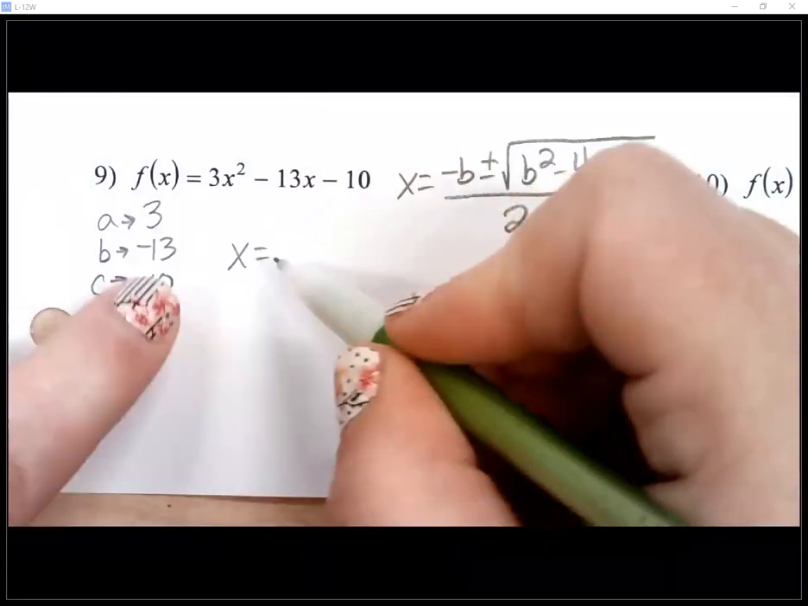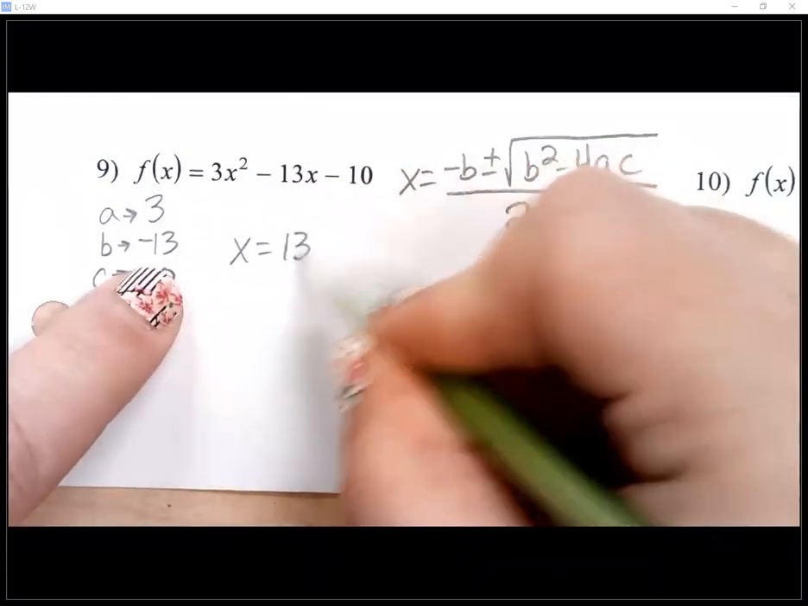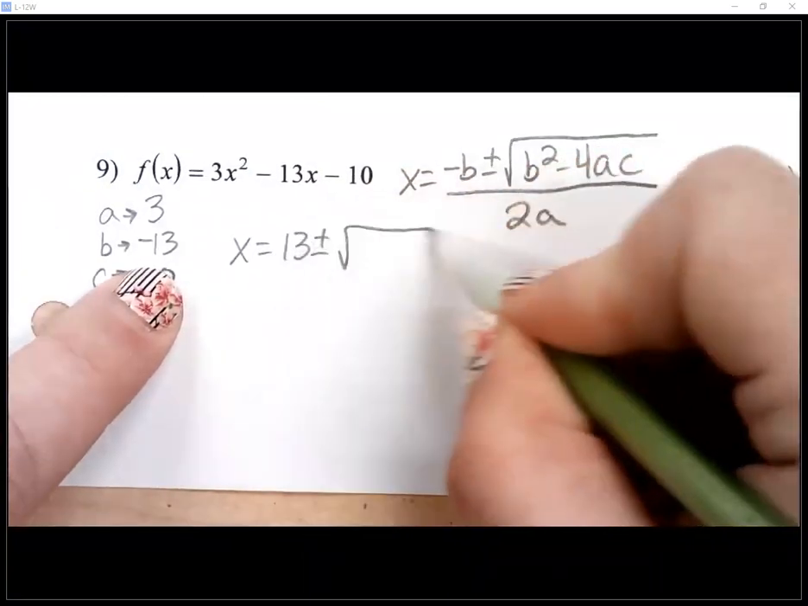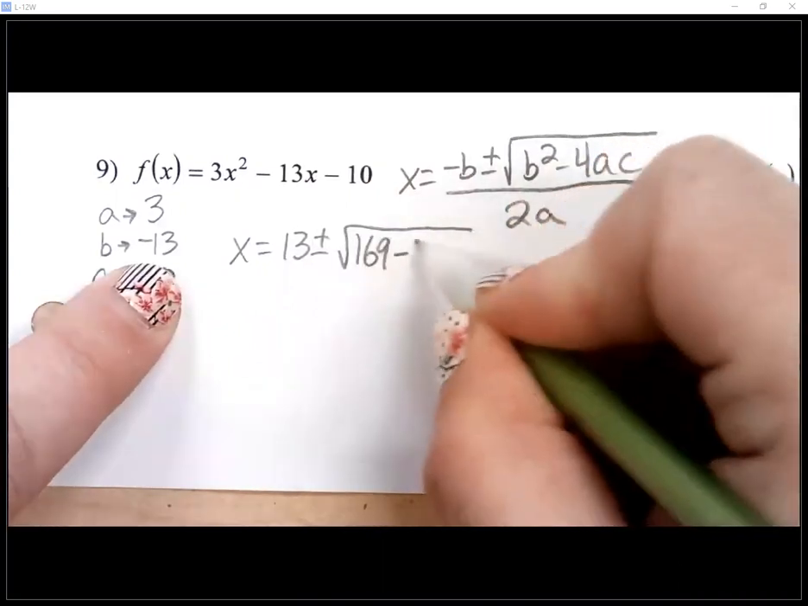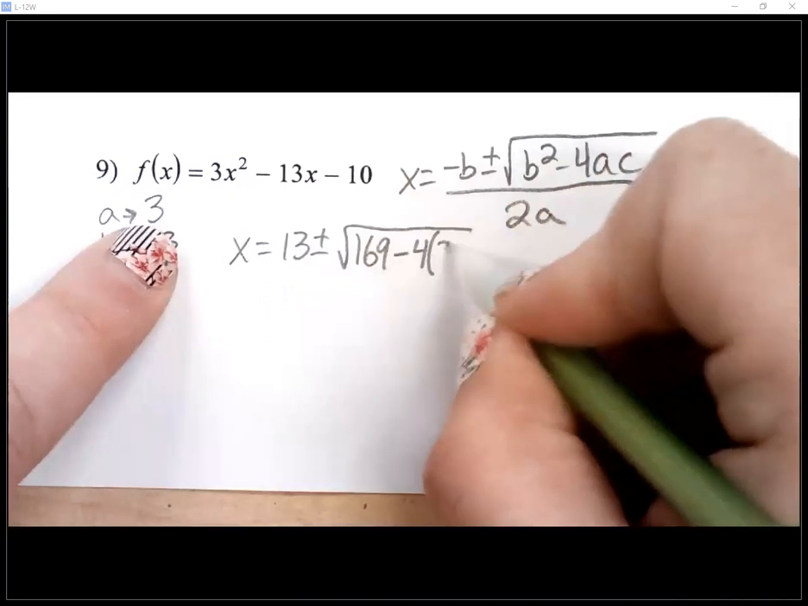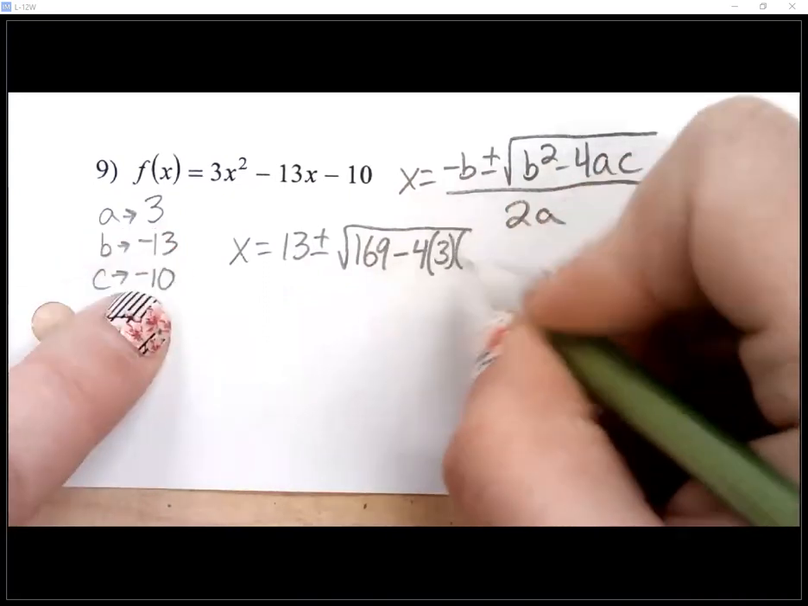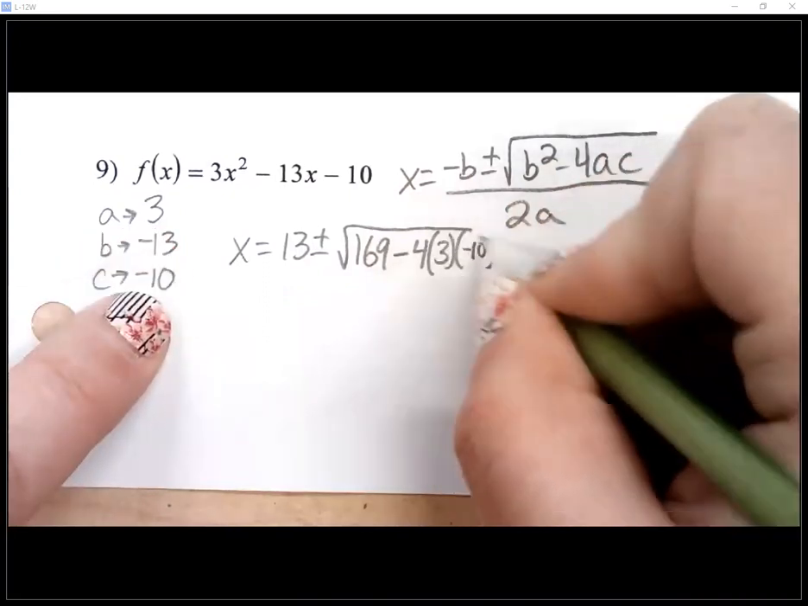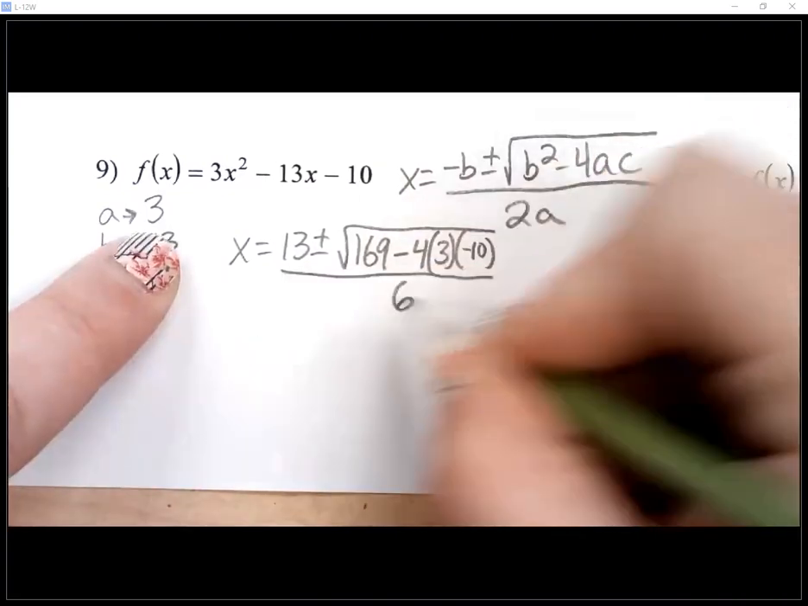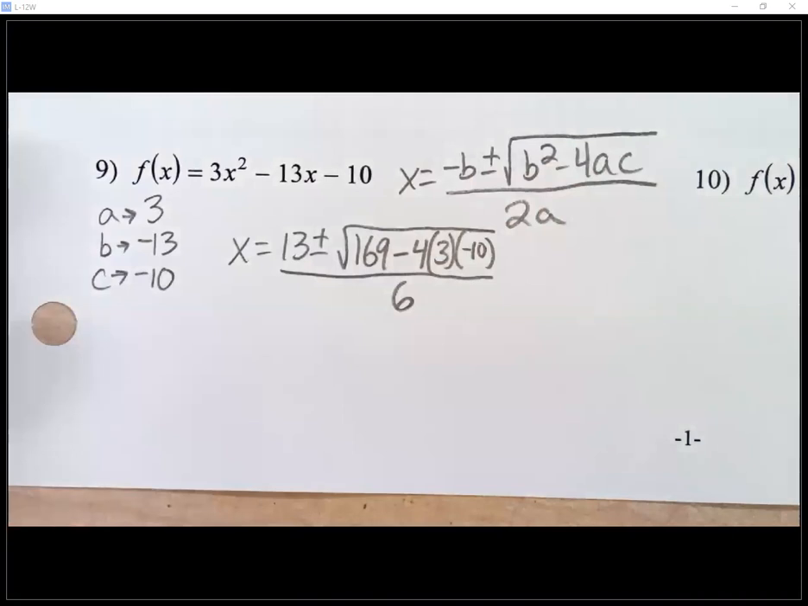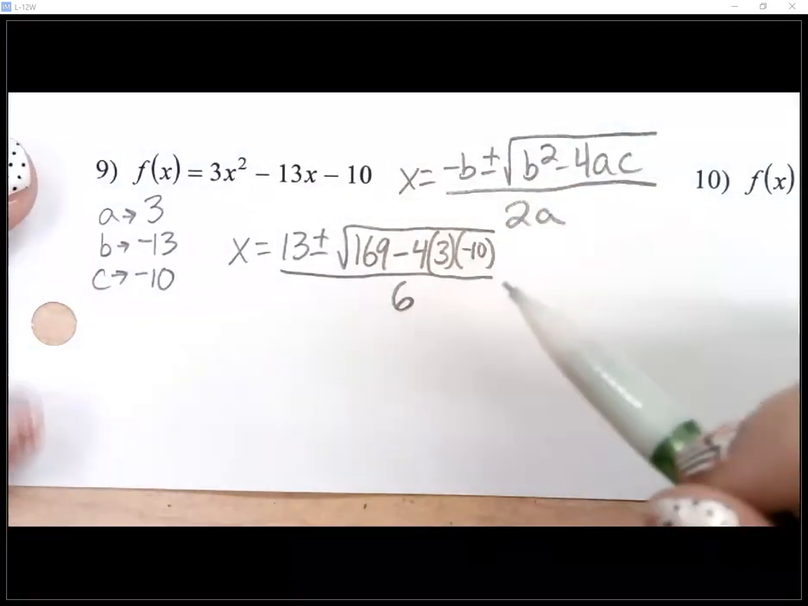Negative B is now going to be a positive 13, plus minus big old square root. 13 squared is 169, minus 4 times A, which is 3, times C, which is -10, all over 2 times A, which is going to get me 6. I talked about this on your most recent quiz. This was a common mistake.